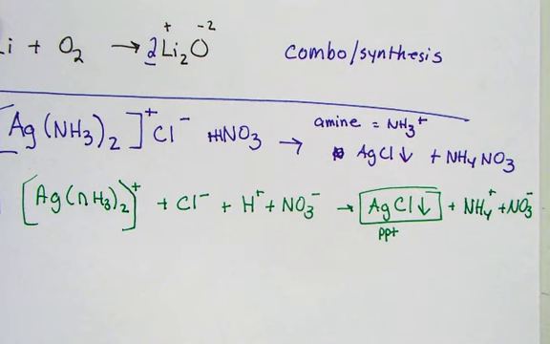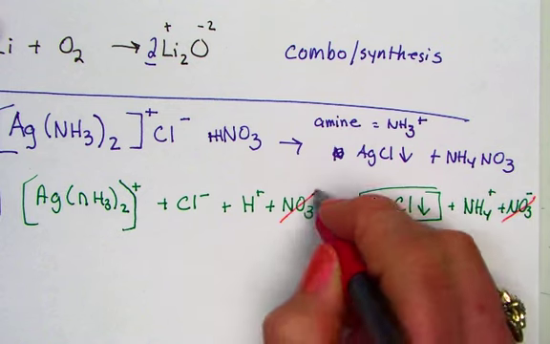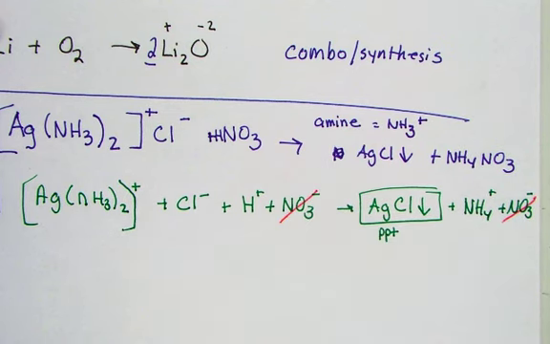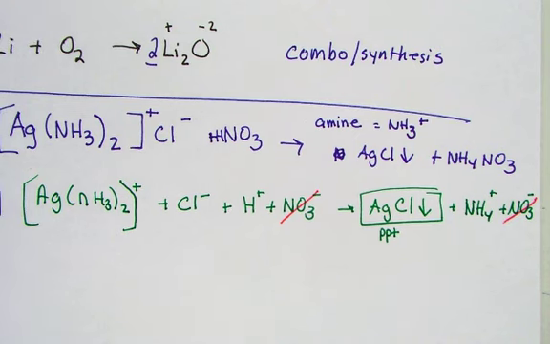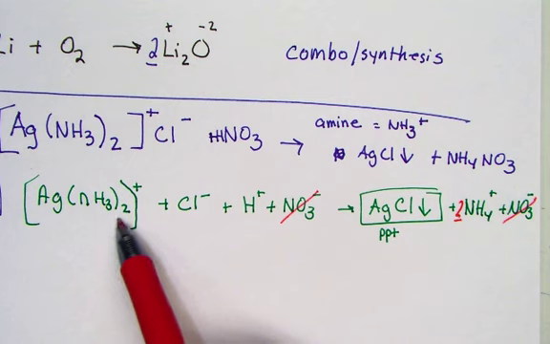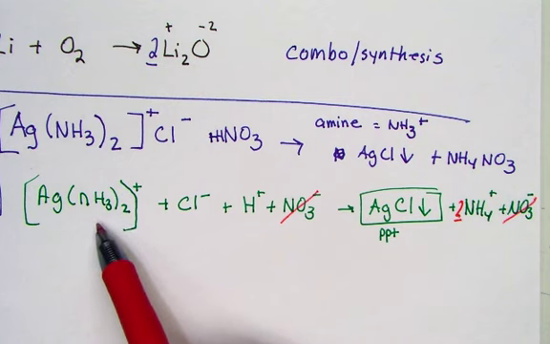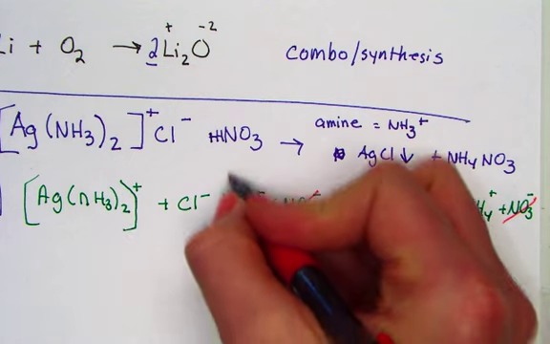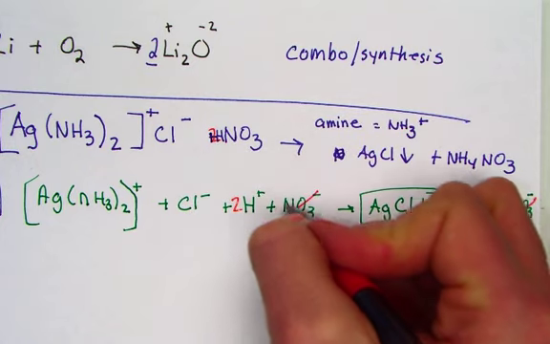Looking at eliminating any spectators, all I see here, the nitrate will disappear, and that might be it. Now, ammonium, nope, I'll need to double the ammonium, knowing that there were two groups here. And what I'll also need to double to finish balancing is that nitric acid. That needed a 2 as well.